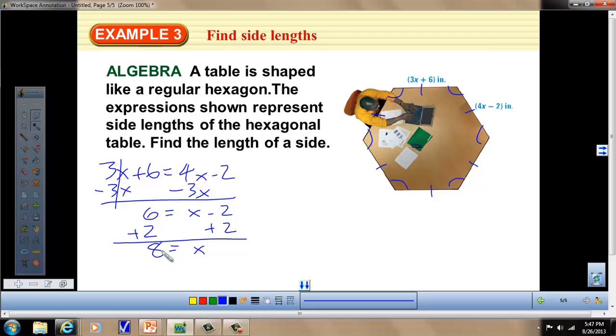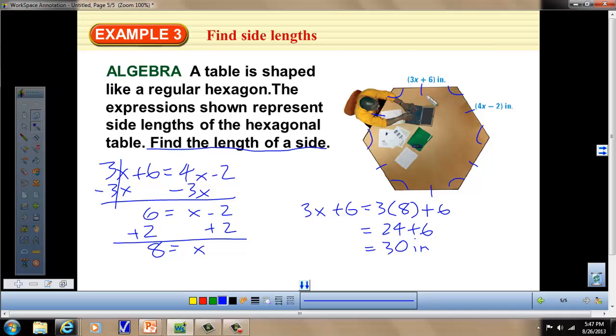Remember, for this one, we're not finding x, we're finding the length of a side. So I'm going to plug it into one of these two expressions and solve. I'm going to use this top one right here. So instead of 3x + 6, since x equals 8, we have 3 times 8 plus 6. This gives us 24 plus 6, or 30 inches for the length of the side of the table.